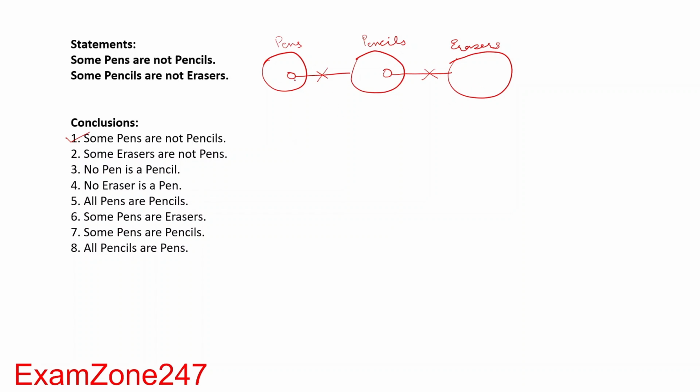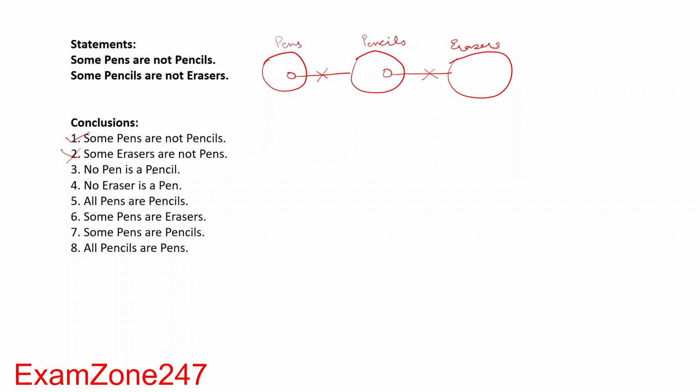Now you see, there is no relation between pens and erasers whatsoever. When there is no relation, you cannot say for definite that some erasers are not pens. Since there is no relation at all between them, you don't have to change the diagram and make some relation and prove this conclusion is right. No, you always draw the diagram according to the statement. You don't draw the diagram according to the conclusion. So since there is no relation, this conclusion is wrong.